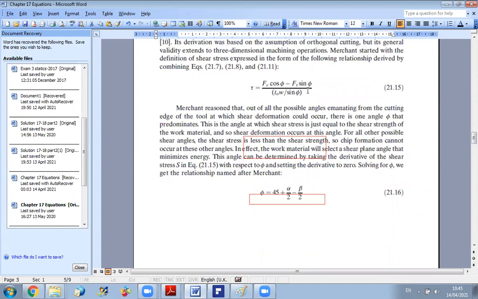So in the problem, it depends on your input. What are the forces you know? And you can deduce all other forces.